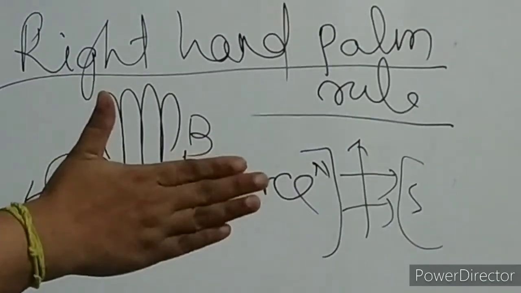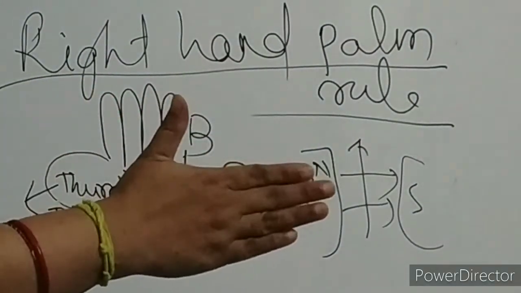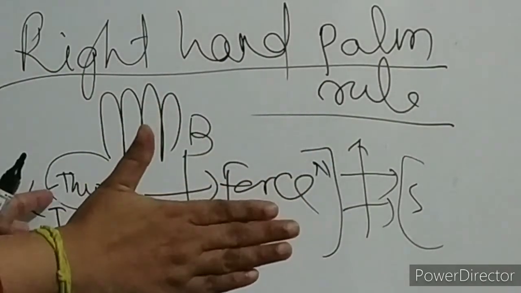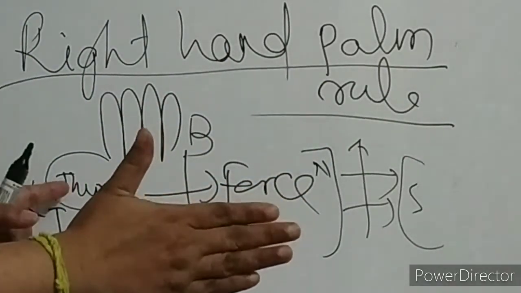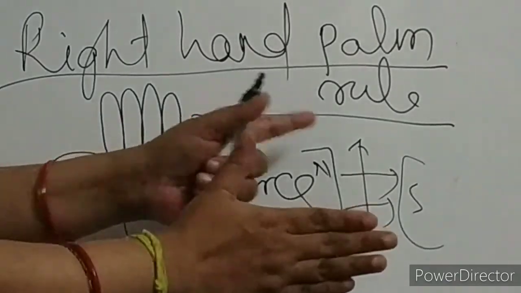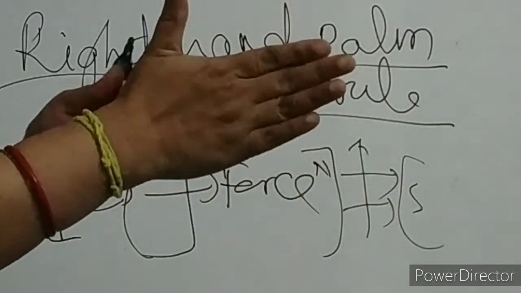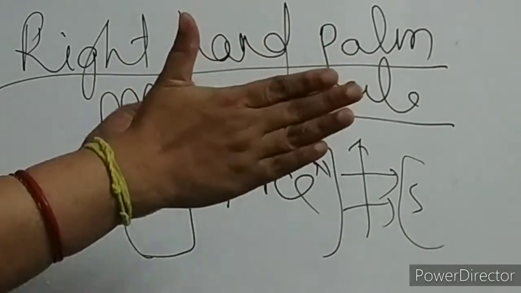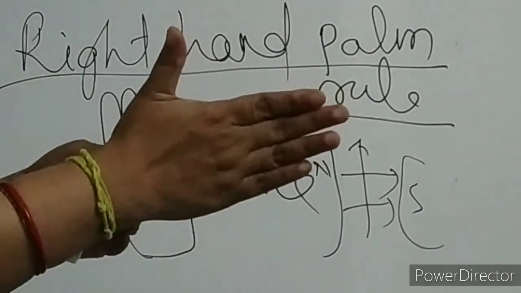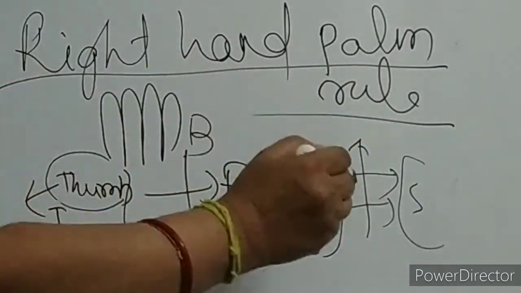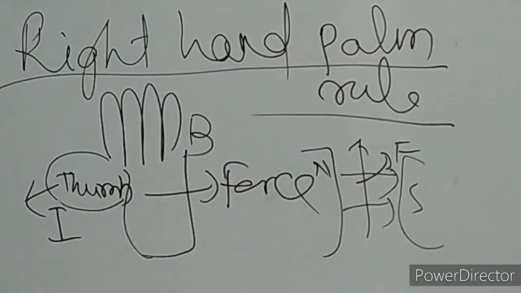So now all my fingers are in the direction of the magnetic field. See the current direction: the thumb represents the direction of the current. So the current is going like this. See the palm. In which way is the palm directed? Towards the board, so it is inside. So your force is inside. Am I clear, children?